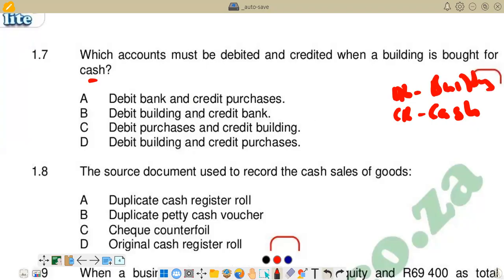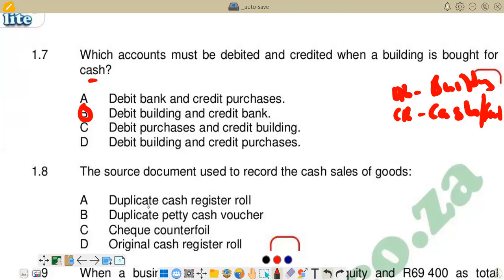So if you look at the responses that we are having there, you would see that B is the most appropriate, whereby we are debiting building and crediting bank. So here you can say cash or bank. So we have our most appropriate there being B. So we can just indicate here.